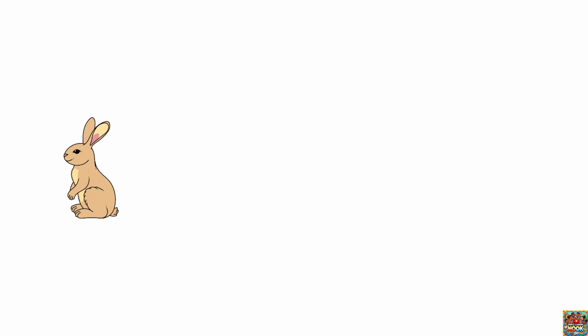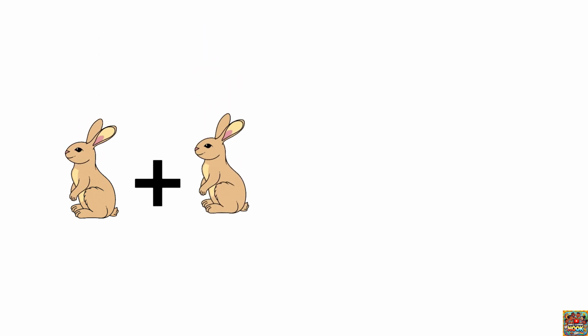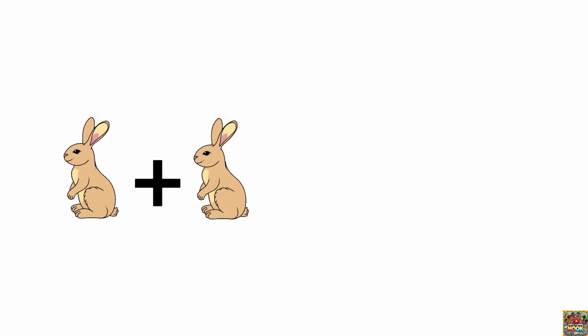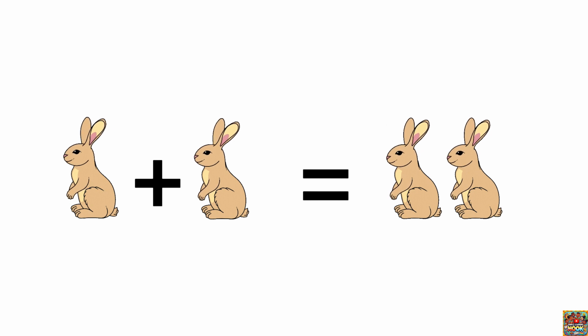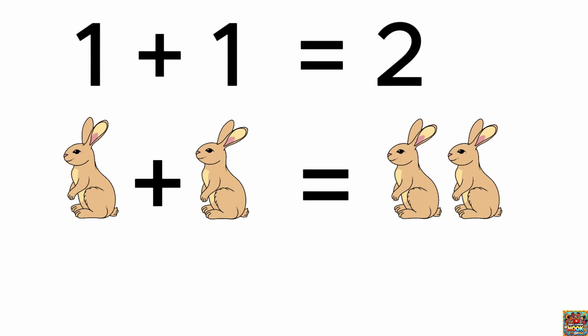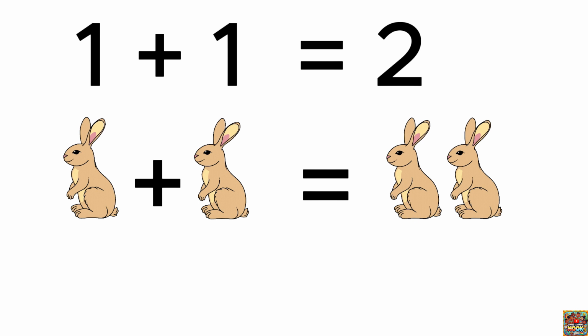There is one rabbit. Let's add another rabbit. Now we have 1 rabbit plus 1 rabbit equals 2 rabbits. In equation it is 1 plus 1 equals 2.